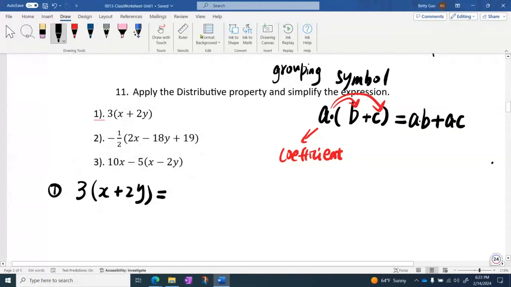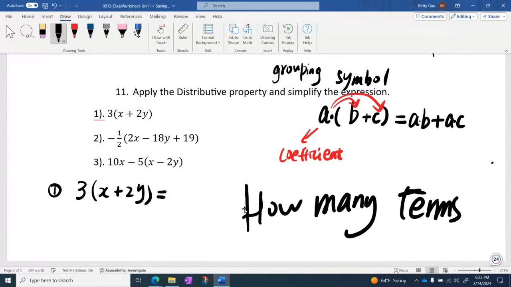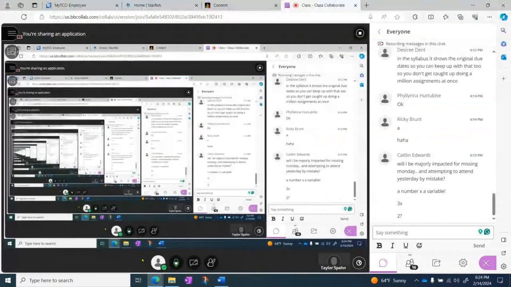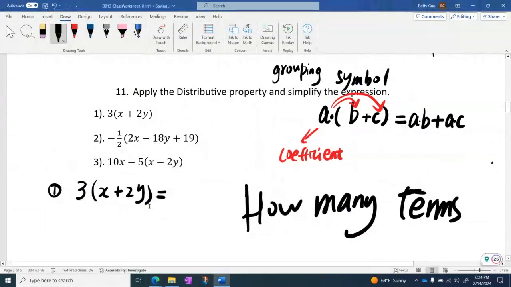In the grouping symbol, in the parentheses, how many terms do you see? If you were here on Monday, you should be able to quickly identify how many terms in a group. How many terms in a group? Two terms, right? Exactly, two terms. Awesome. The first term is x. The second term is 2y, right?